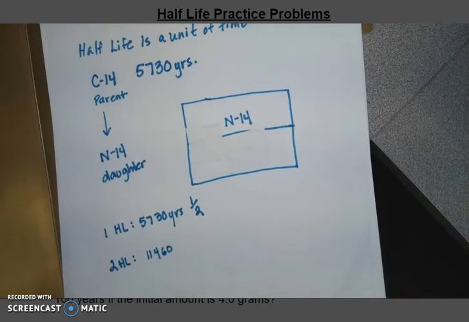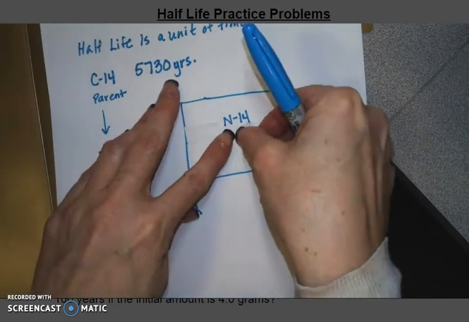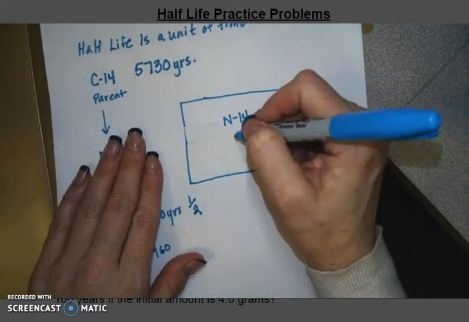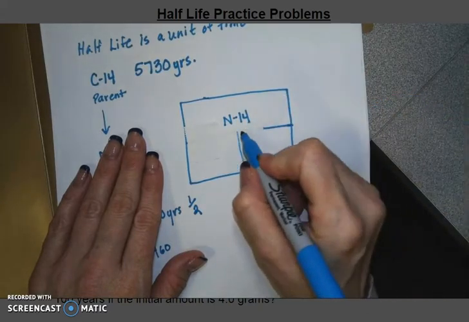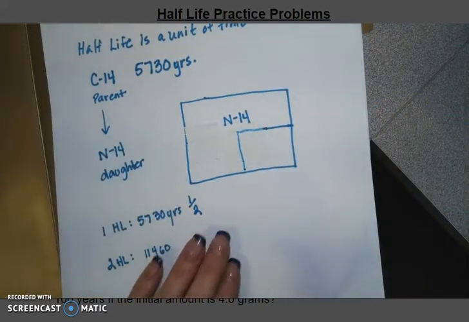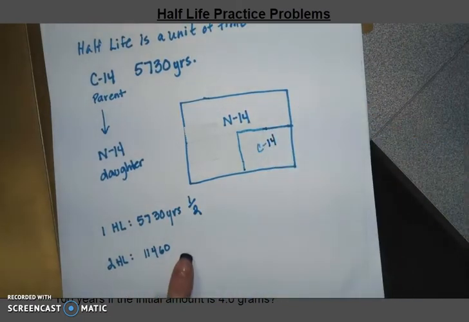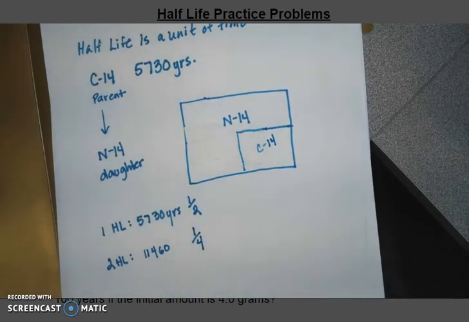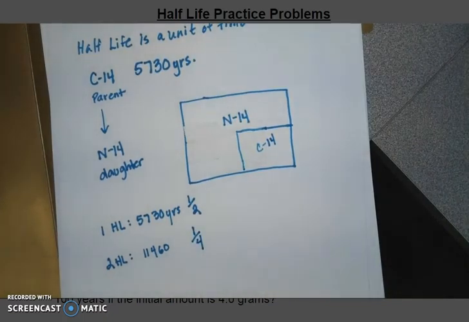So I'm going to use these stickers to kind of cover up some of my... So we're going to take this and we're going to divide it in half. So half of that is now nitrogen 14. The other part is carbon 14. So we can say that only a quarter of what we started with is carbon 14. This is the amount of carbon 14 remaining.